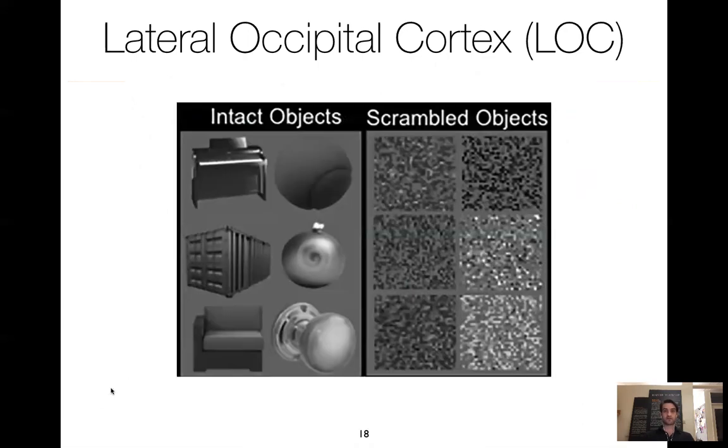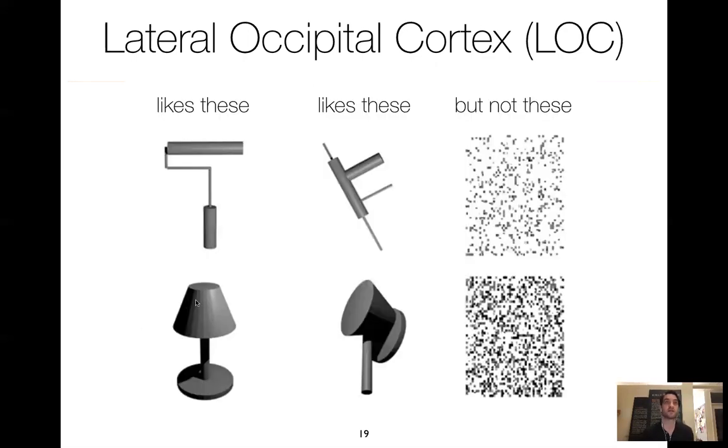Just to give you some more sense of what this region likes, it's going to respond more to items like this and less so to items like this. But the interesting thing about LOC is it doesn't have to be even real world objects. So sure, it's going to like these items, yes, but it also will like these kind of fictitious items, but it will not like these scrambled items because, again, it cares about there being coherent shape, coherent structure, coherent contours, and not these just jagged, scrambled, nonsense, little pixelated images, okay?